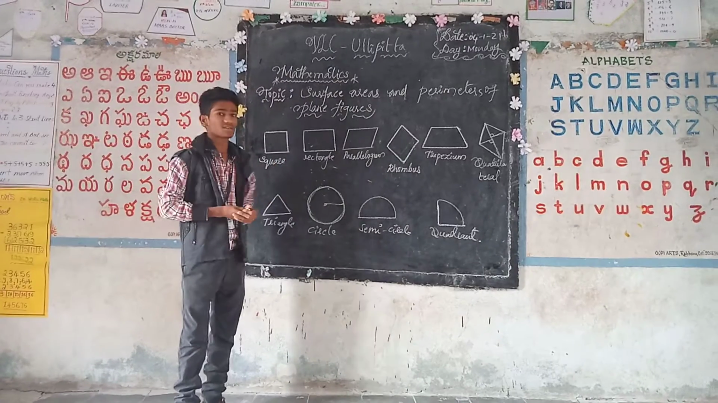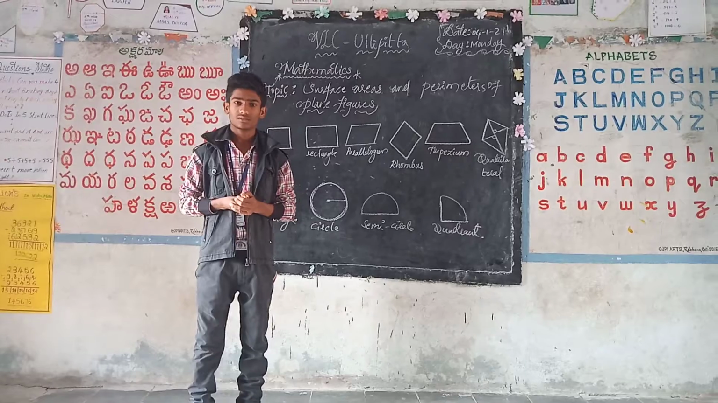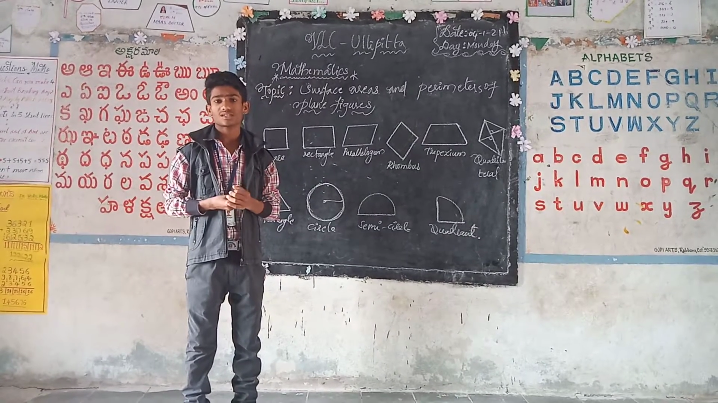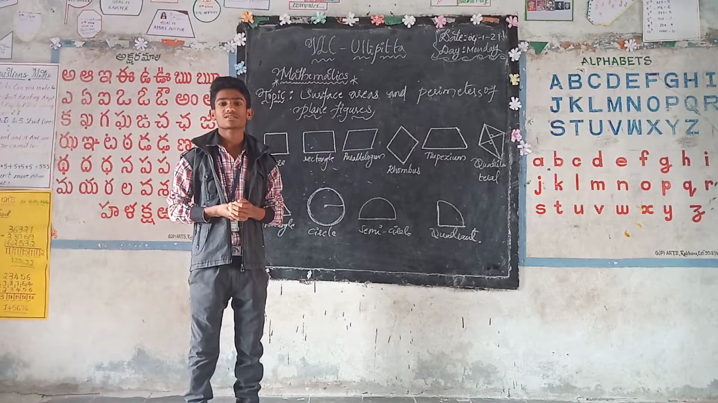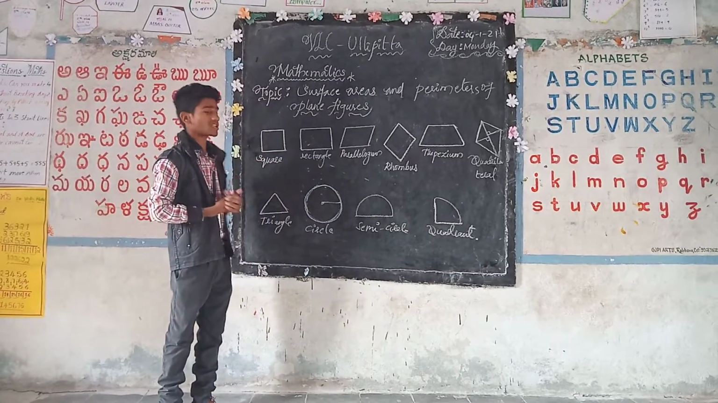That is called the perimeter of the plane figures. So plane figures mainly consist of length and breadth. The objects which consist of length and breadth are known as plane figures. Here we can see some examples of the plane figures.